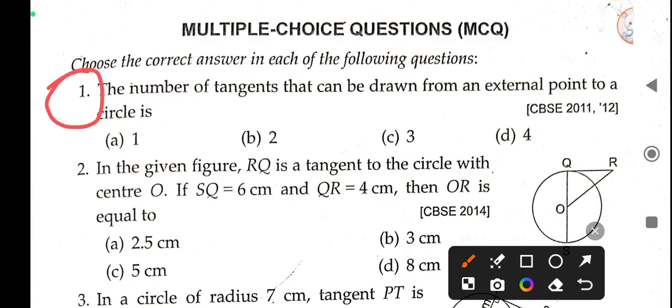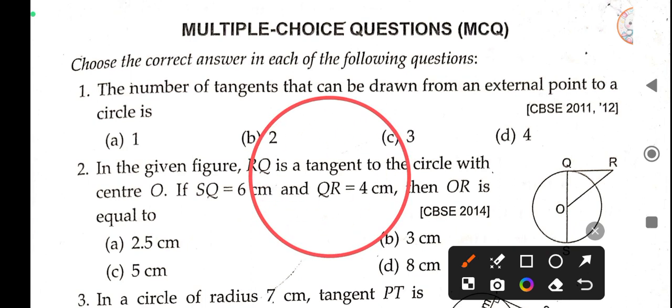The first question says: the number of tangents that can be drawn from an external point to a circle. So how many tangents can be drawn from an external point to a circle? Let's see, this is a circle, and from an external point, how many tangents can be drawn? What is a tangent actually? A tangent is a line which meets the circle at a single point.